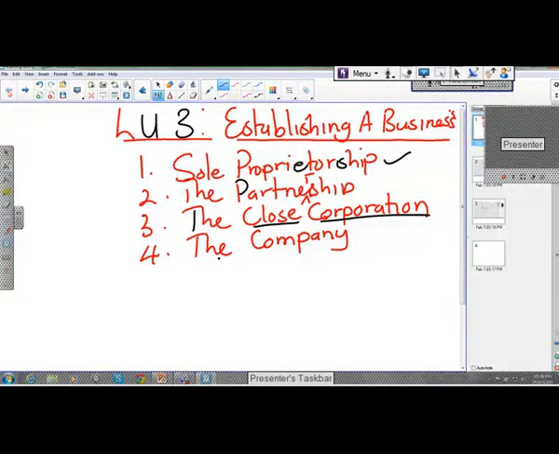And again, the same applies with the company. So all those are different forms of businesses that you can choose to own, and depending on how much money you have and whether you are fulfilling the regulations, you can actually set up your company as a sole proprietor, a partnership, or a company.